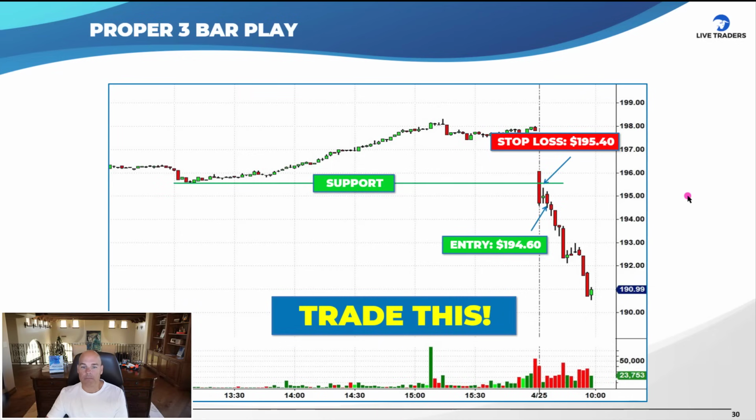Now, this is what you trade. A stock that gaps under support, right? Takes this out, okay? Wide range bar, comparatively speaking. Narrow range resting bar. You're in at 194.60. Your stop's 195.40. And tumble.